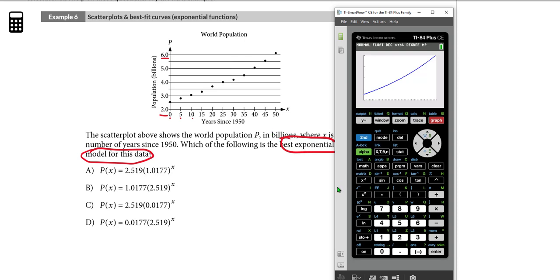By comparison, I'm not going to go through all these answers, but I will show you what one other answer would look like. Answer choice B would be 1.0177. I'm just going to overwrite this stuff. And then a parentheses 2.519 up to the X. And then I'm going to graph that. Clearly, that answer choice doesn't look anything like what I need.